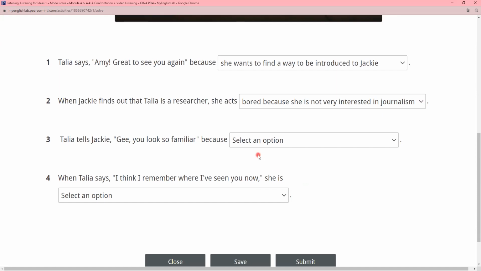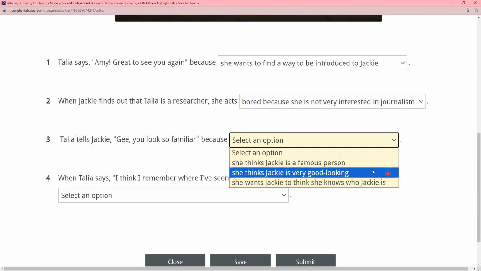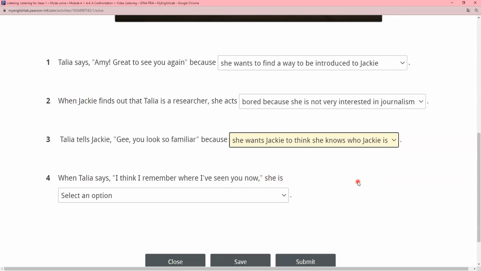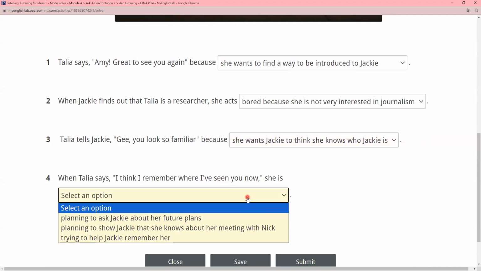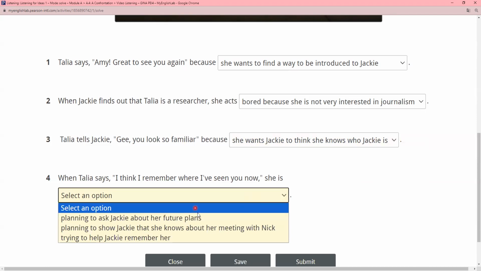Talia tells Jackie, gee, you look so familiar, because she wants Jackie to think she knows who Jackie is. And the last one is when Talia says, I think I remember where I've seen you now. She is, oh my goodness, I don't remember this part. Planning to ask Jackie about her future plans, planning to show Jackie that she knows about hanging, trying to help Jackie remember her.